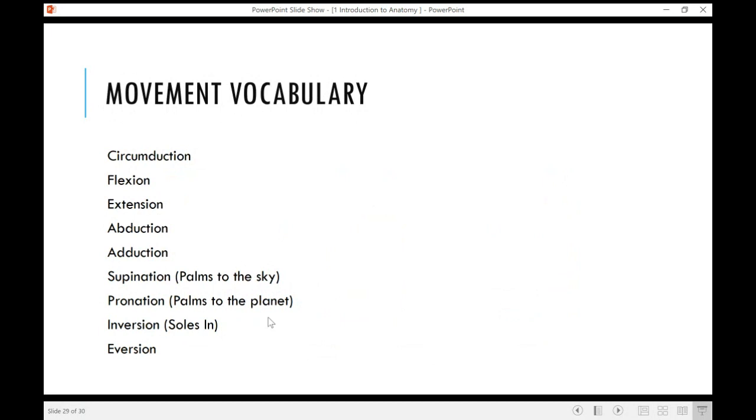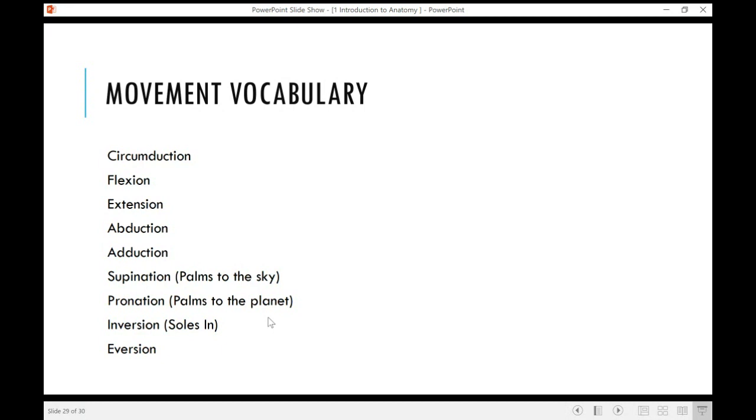So we're also going to have to do some movement vocabulary. Circumduction is going in a circle. Flexion is when we flex, so if you were to flex your muscles. Extension would be to extend out. Abduction means going away from your body, so when you lift your arms up and away, that's abducting. And then when you add them back into your body or put them close, it's called adduction.